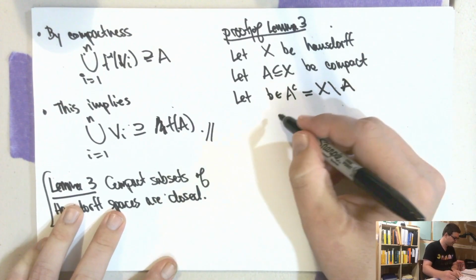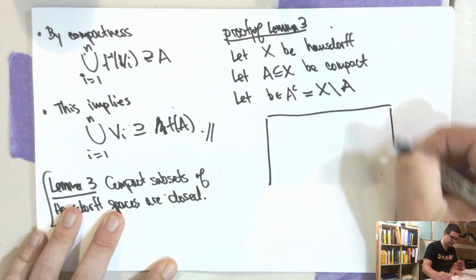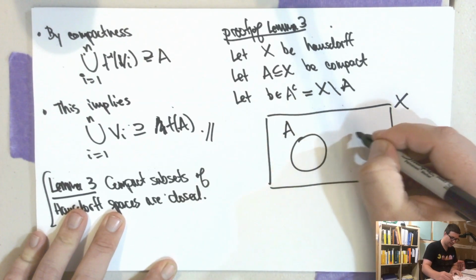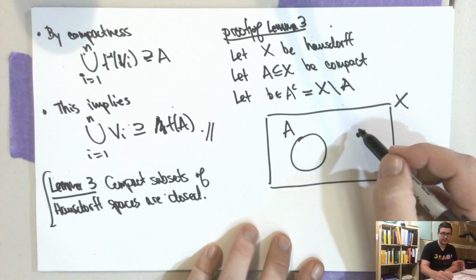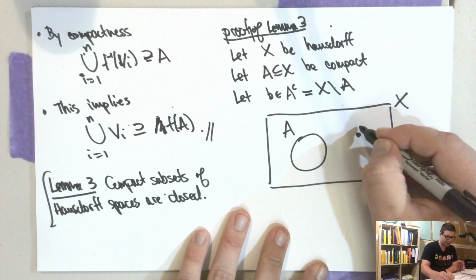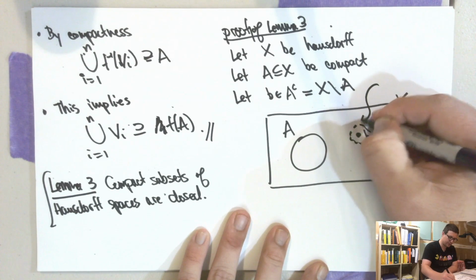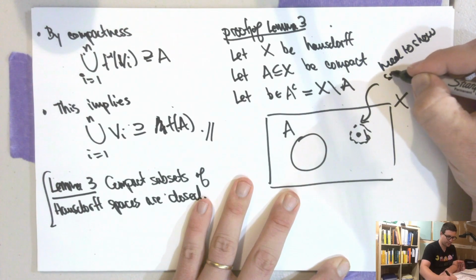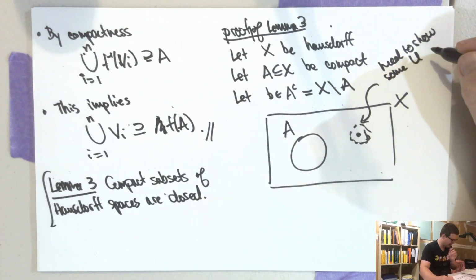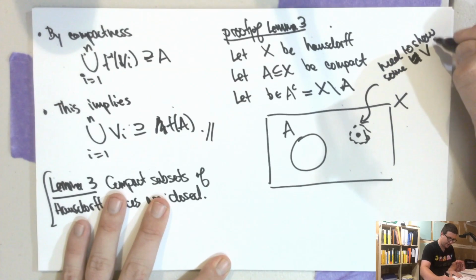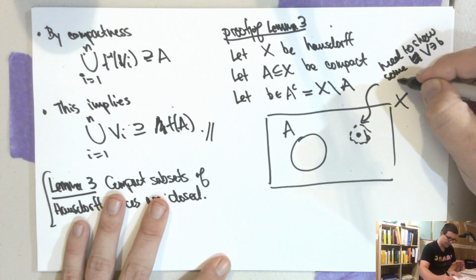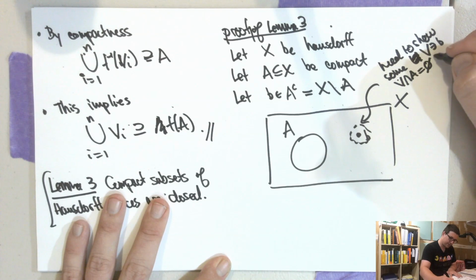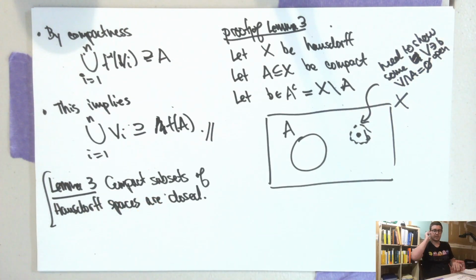Okay, so here's the picture. Here is X, then here is A, and here is B. And what we need to do is show that the complement of A is open. So we need to show that there's some V containing B, where V intersect A is empty, and V is open. Okay, so this is what we need to do.